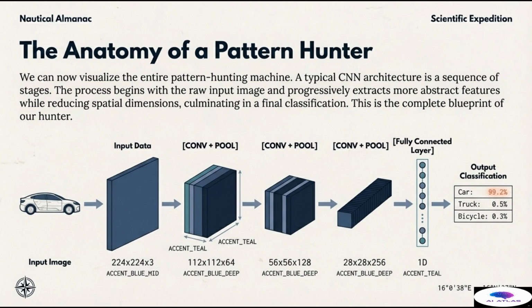With all the individual tools defined, we can now visualize the complete anatomy of a pattern hunter. A typical convolutional neural network architecture is a highly structured sequence of stages that progressively transforms the raw input data. It begins with the input image, which is immediately represented as the input data tensor. For a standard image, this might be 224 x 224 pixels with 3 color channels. The data then enters the first major stage, a combination of convolution followed by pooling, denoted as conv plus pool.